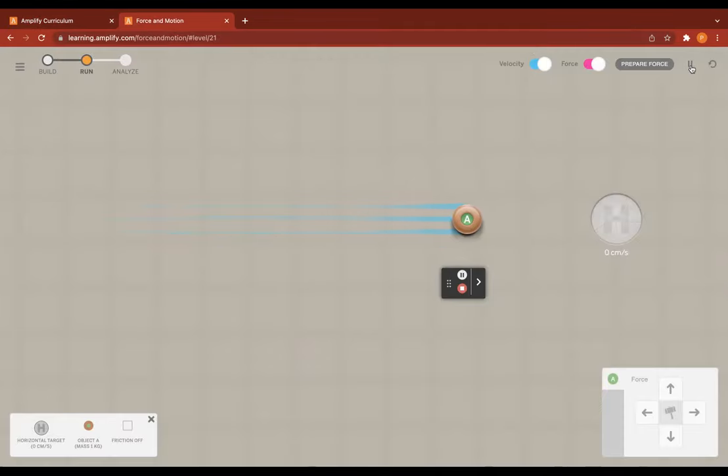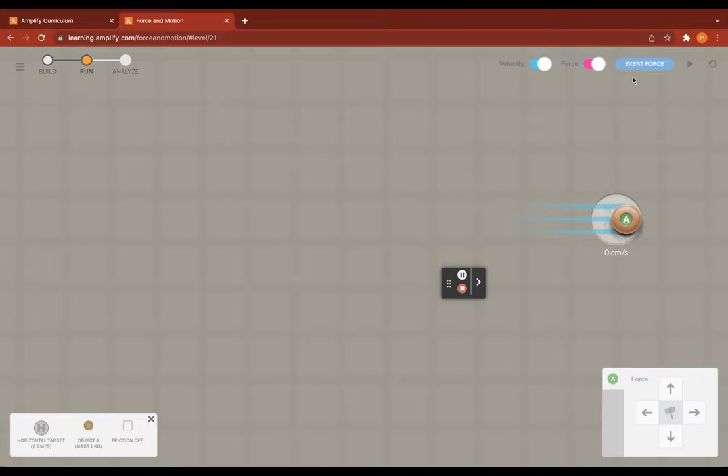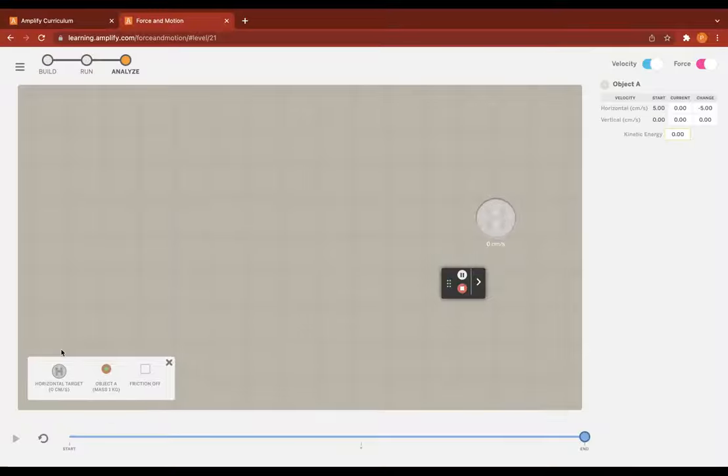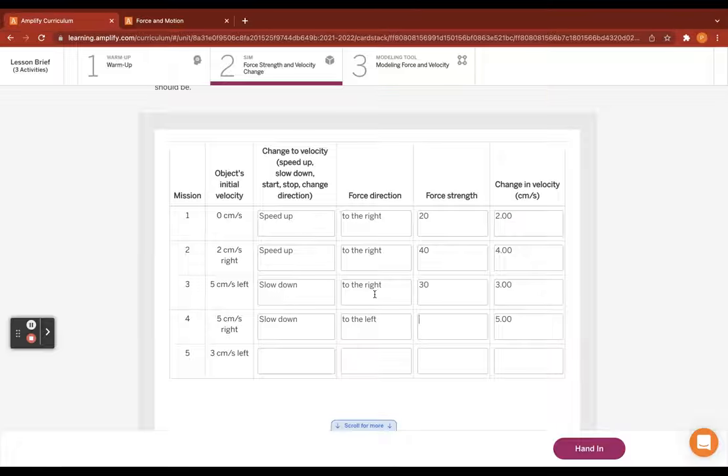This one was a little bit trickier because you had to kind of pause it right on the target so that it lands on 0. If you exert or prepare a force, that's 5 clicks to the right and exert it, that brought it to 0. Looking for the pink arrow under Analyze. Shows me my force strength of 50.